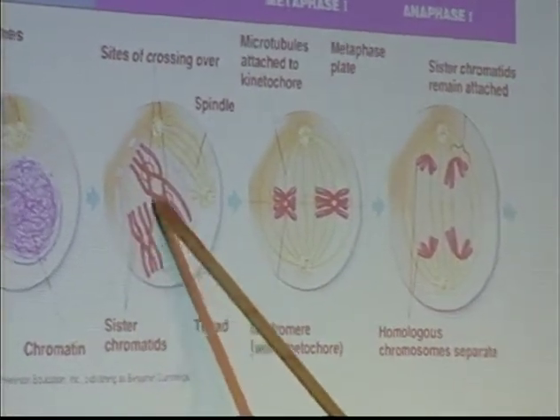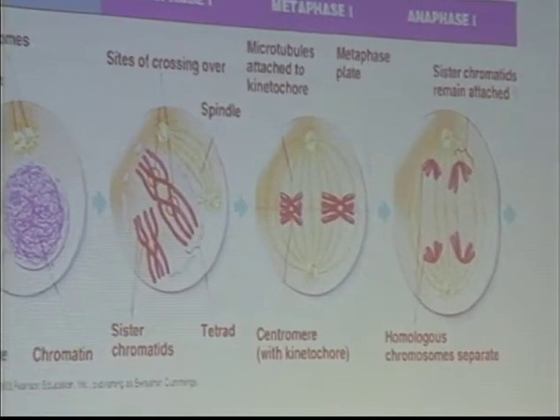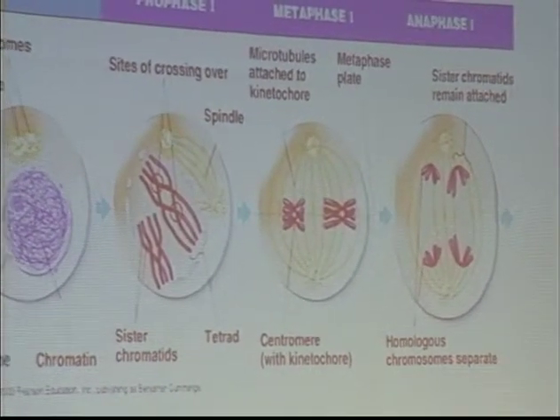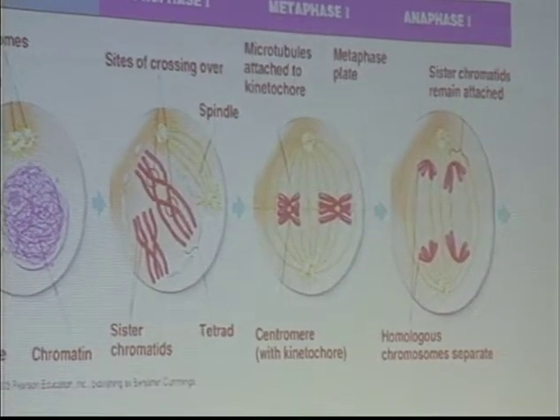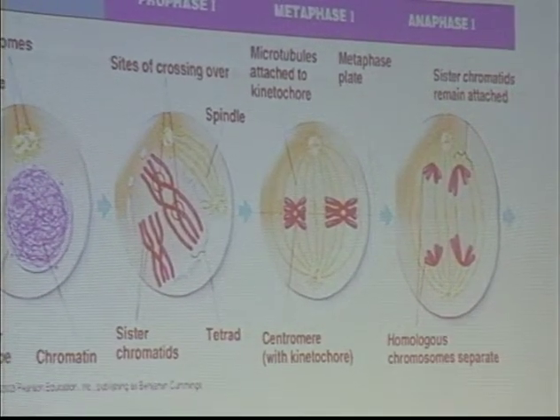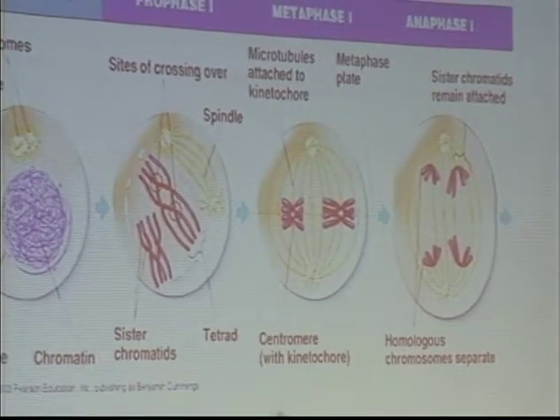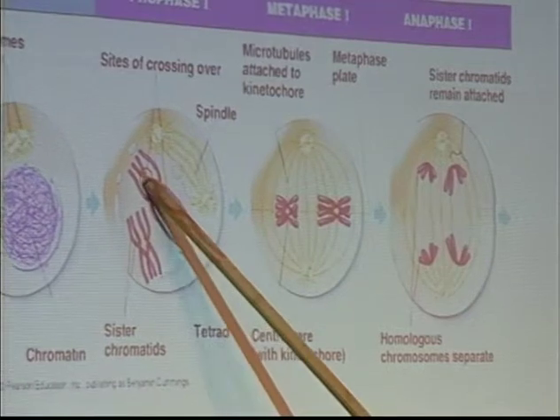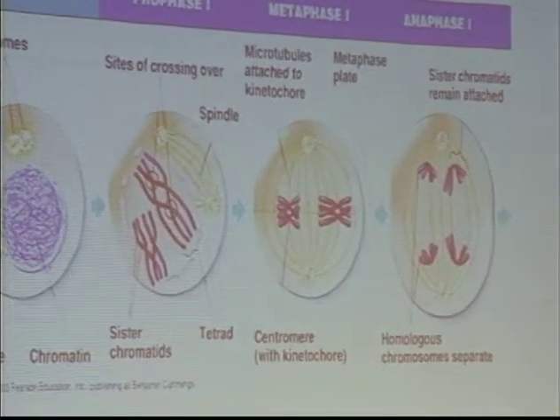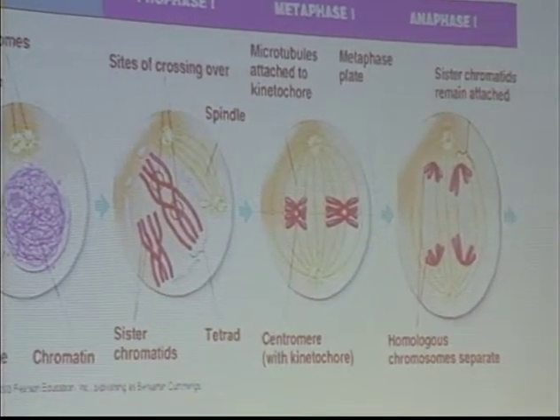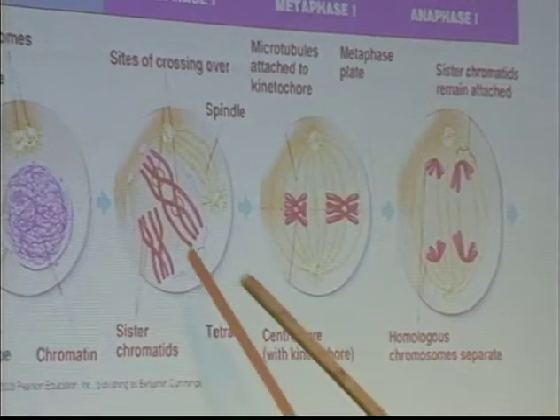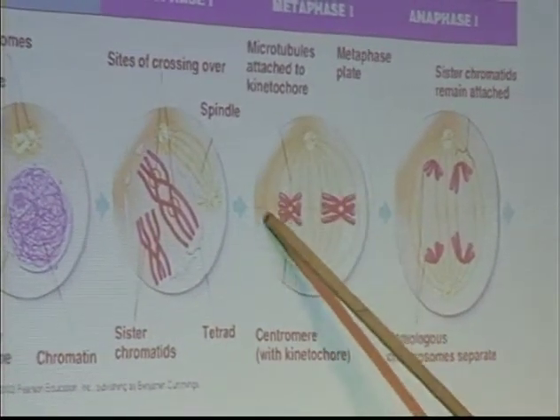We've got chromosomes in pairs. The chromosomes have paired up. And in fact, those chromosomes will exchange pieces of themselves with each other. They cross over. That's what that's called. So we're indicating a couple of sites where these chromosomes have physically exchanged pieces of themselves. They've crossed over. These pairs then in metaphase line up on the metaphase plate.